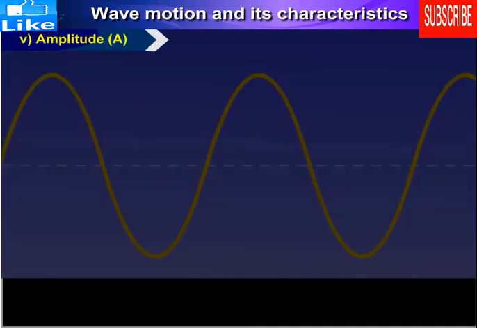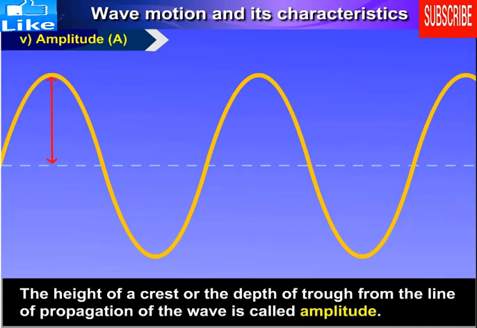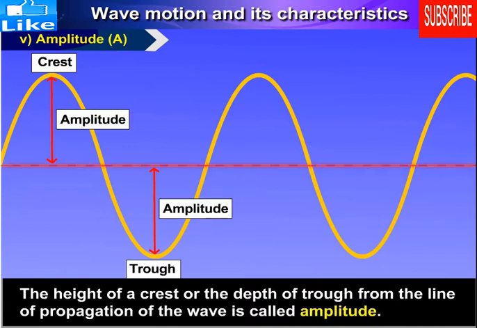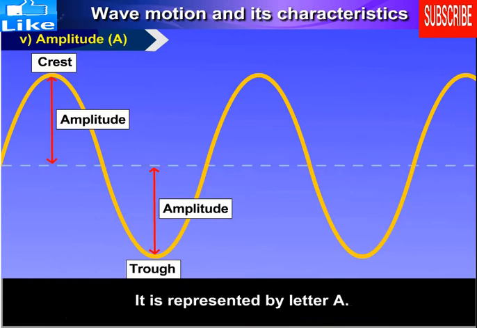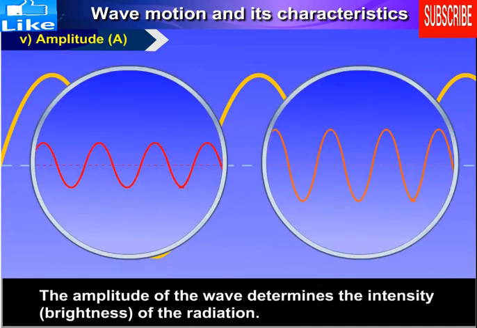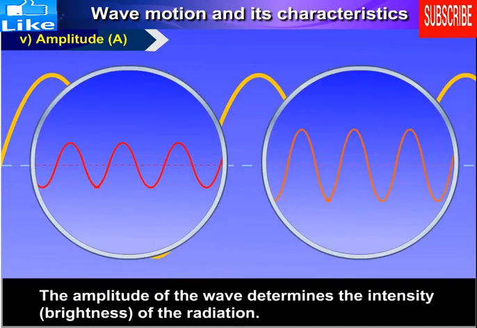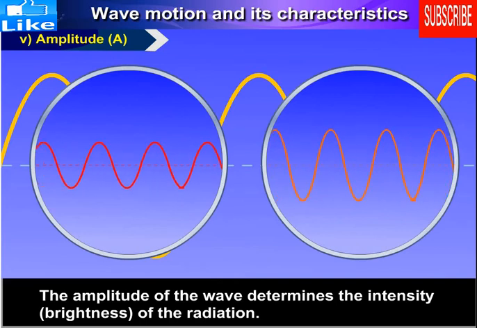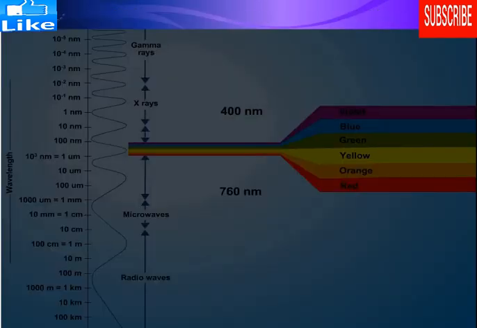5. Amplitude, A. The height of a crest or the depth of a trough from the line of propagation of the wave is called amplitude. It is represented by the letter A. The amplitude of the wave determines the intensity or brightness of the radiation.